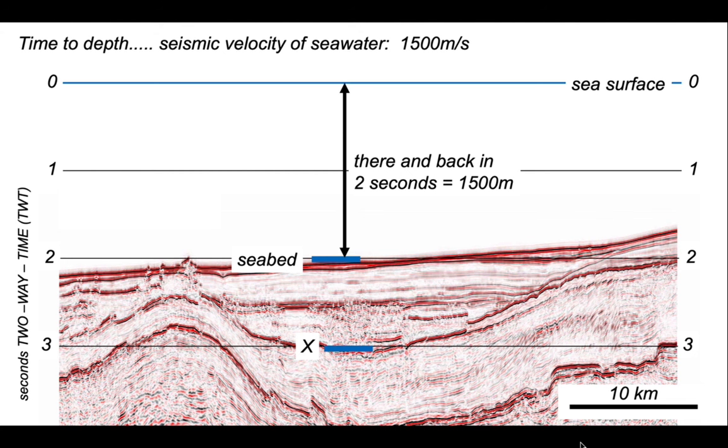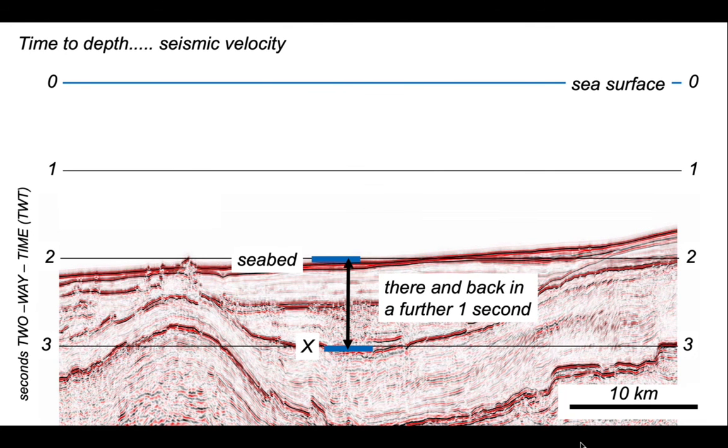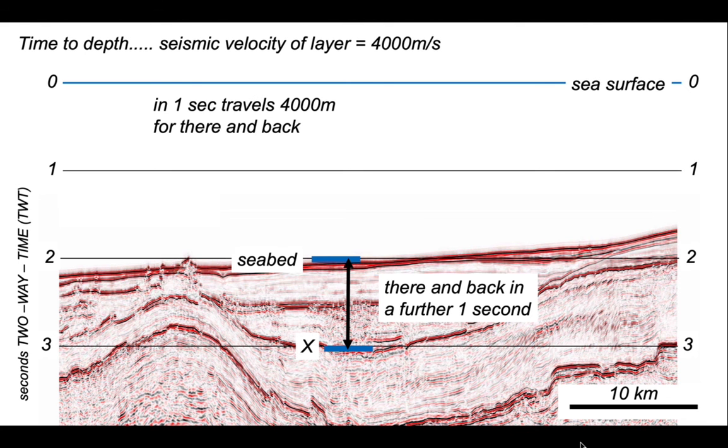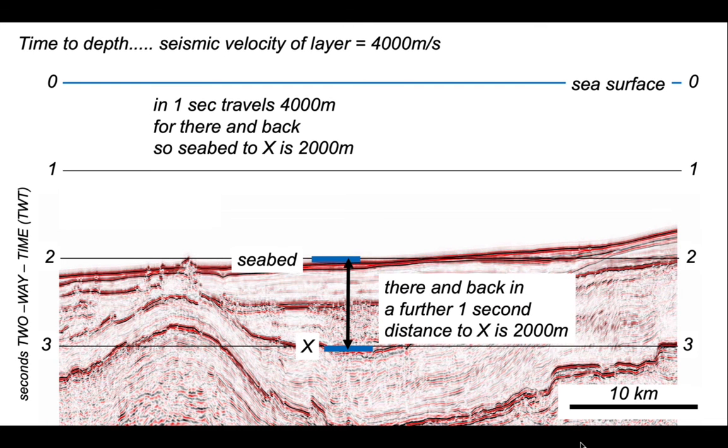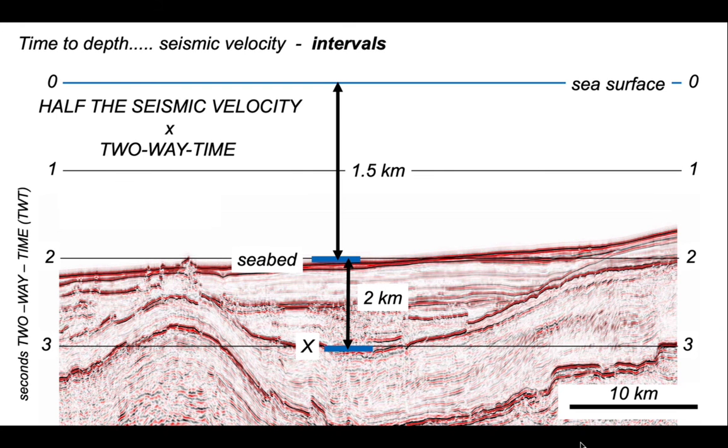Now let's turn our attention to the position of reflector X below the seabed. And you can see that the separation between those two markers, the seabed and X, is 1 second of two-way time. So in other words, the seismic energy has taken 1 second to go from the seabed to X and then back to the seabed again. Well, let's give this interval between the seabed and X a seismic velocity, and let's say it's got a velocity of 4,000 meters per second. So in that 1 second, the seismic energy in that interval has travelled 4,000 meters there and back. So just to travel one way between the seabed and X, it's travelled 2,000 meters. So the thickness of that unit there is 2,000 meters, 2 kilometers. Compare that then with the bathymetry of 1.5 kilometers. You can see there's a significant distortion in the vertical scale as represented in the two-way time plot.